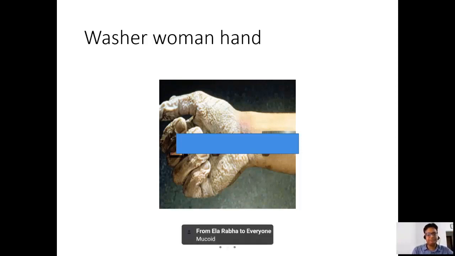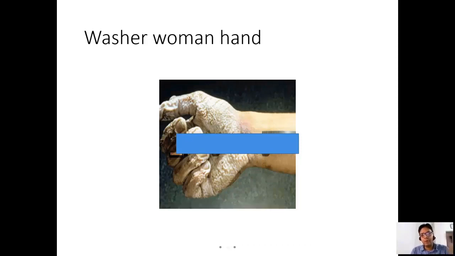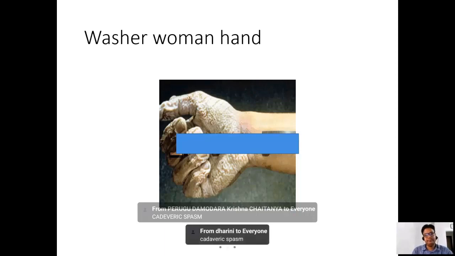Mucoid and non-mucoid. It is mucoid. What is the most characteristic finding of antemortem drowning, which decides the person died inside the water? Cadaveric spasm.